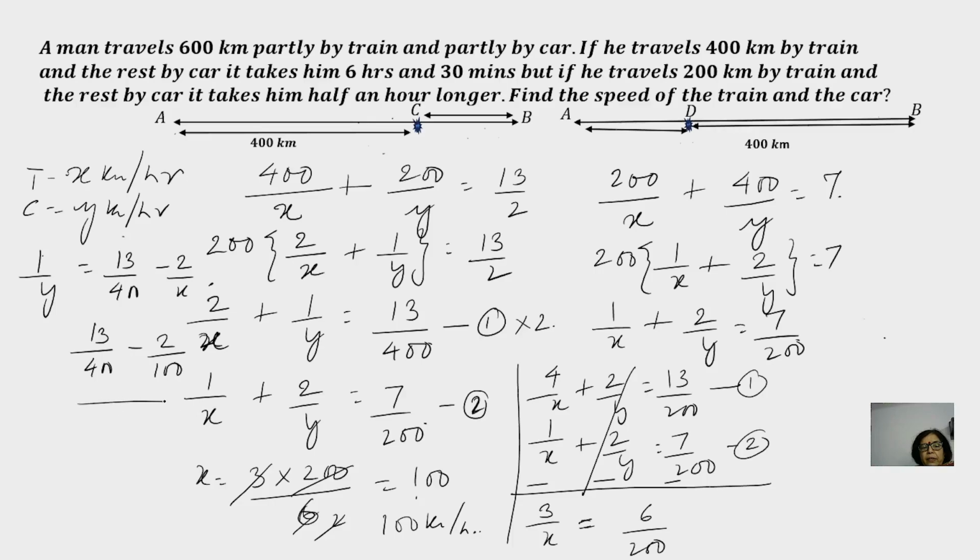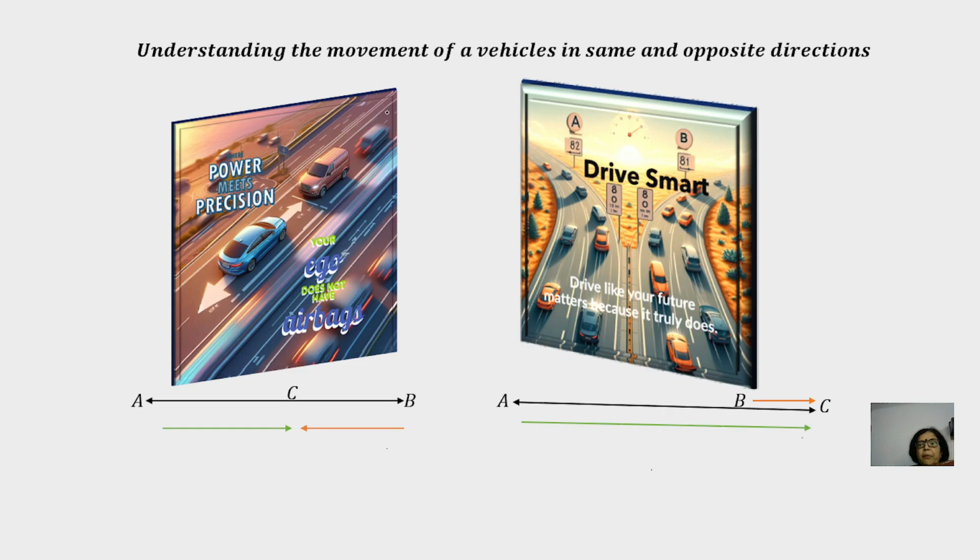Right, 1 by y. So take the LCM 400. So this becomes 13 minus 8. So that is 5 by 400. So 1 by y is 5 by 400, so we get here 80. So y is equal to 80 kilometers per hour. So these are the two speeds. The speed of the train is 100 kilometers per hour and the speed of the car is 80 kilometers per hour.